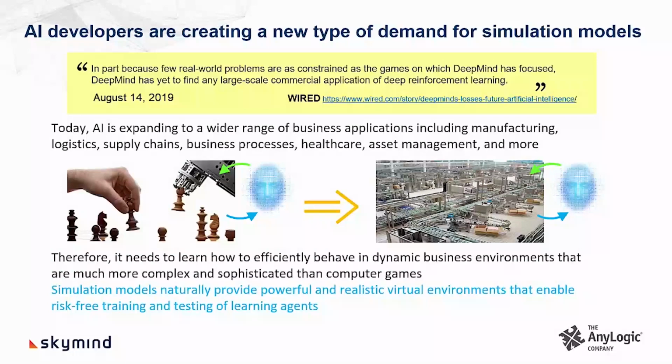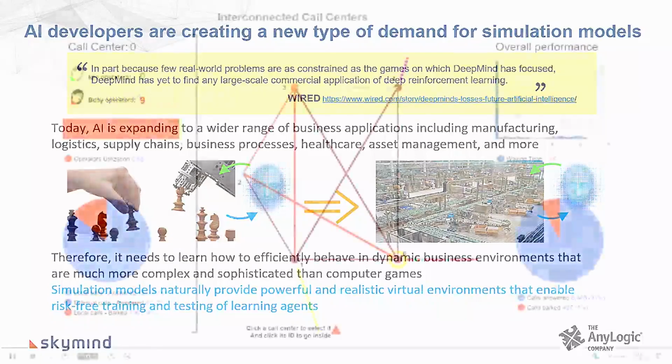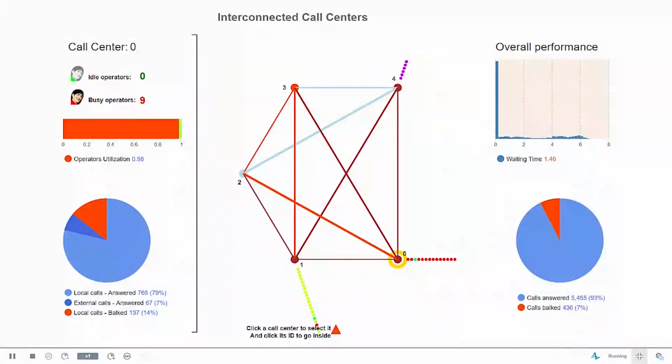As we know, reinforcement learning needs environments which could be real physical environments or simulated versions of those systems. Simulation models naturally provide powerful and realistic virtual environments that enable risk-free training and testing of learning agents. For the training environment, we used a modified version of the interconnected call centers example, which we took from the AnyLogic repository of example models and modified here.